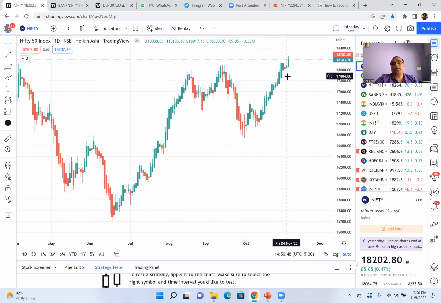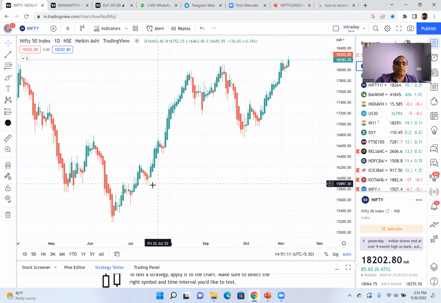Next day, on 4th November, we got a candle which voided this alert. So right now we don't have any alert. Alert is voided on 4th of November. And now the trend continues. So whatever trade we entered on 18th October, we are since 18th October in a long trade. You will see the candles.